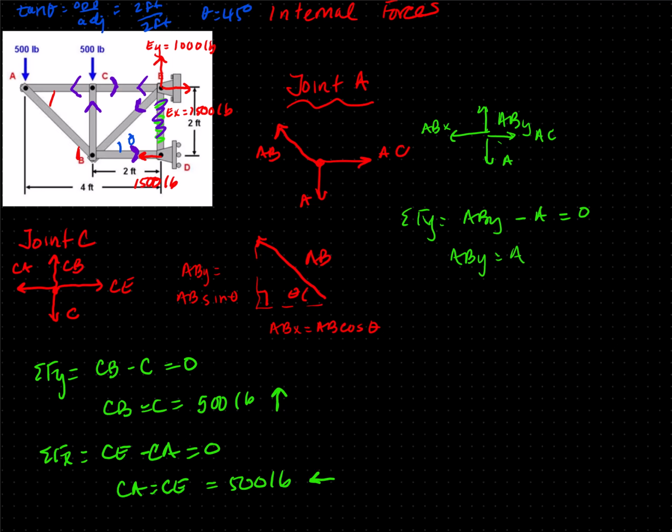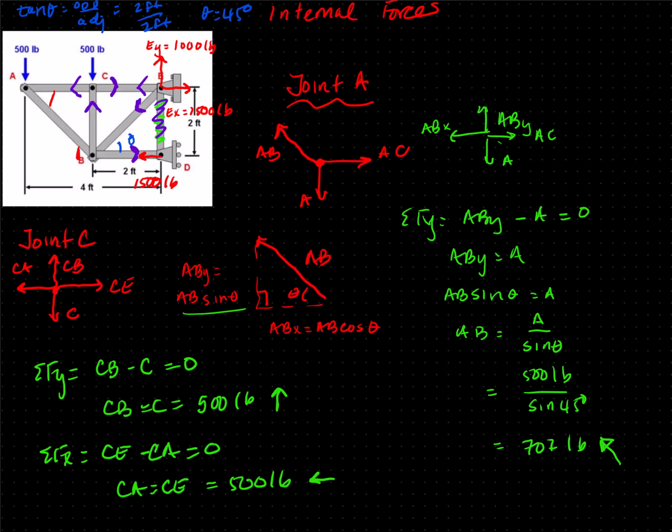I'm going to substitute in for ABY, which is AB sine theta, which is equal to A. Divide both sides by sine theta, so AB is equal to A divided by sine theta, which is equal to 500 pounds divided by sine 45, which equals 707 pounds. Since it came out positive, my direction is correct. It is going northwest. At this point, I solved for every unknown. Since I did sum of Fy, I do not have to solve for sum of Fx. And then I don't have to do the last joint.